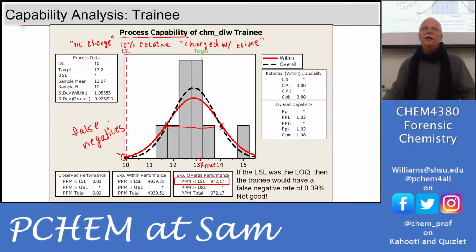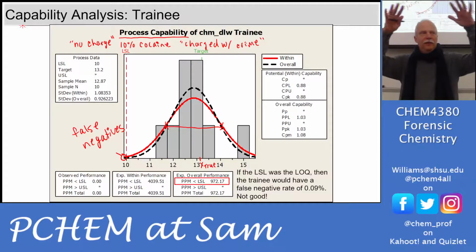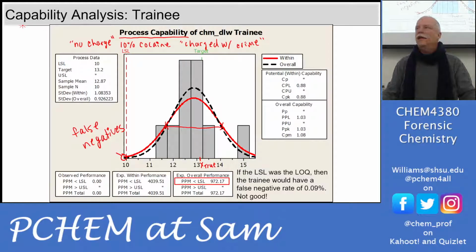You see what we're looking at? This is the capability analysis, and we're saying if given a sample that has 13.2% cocaine, with the uncertainty that our trainee has, they're going to have some false negatives. Now, how many would they have? This is it right here: the parts per million lower than the lower specification limit. So out of a million analyses, they'd have 972 that were false negatives.